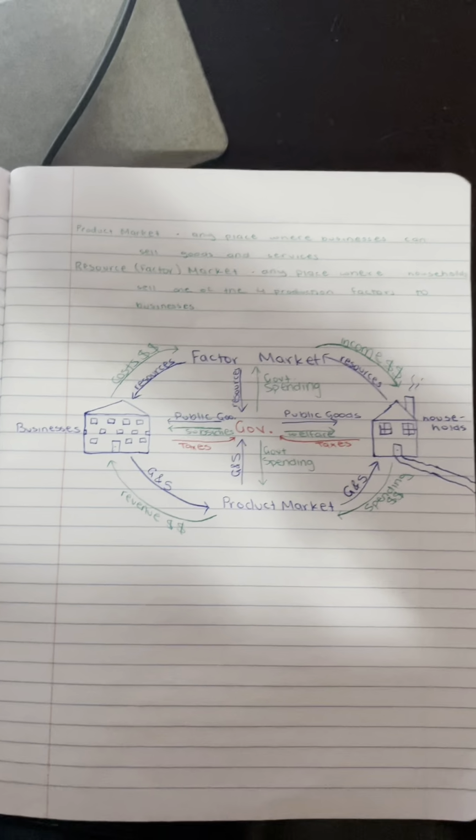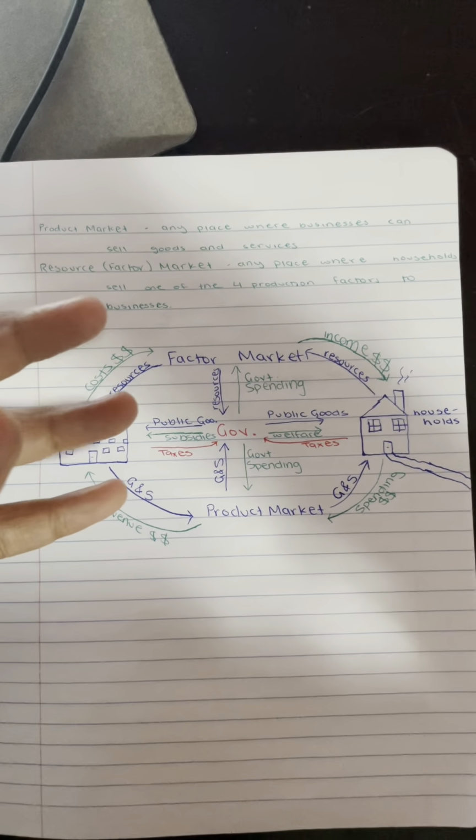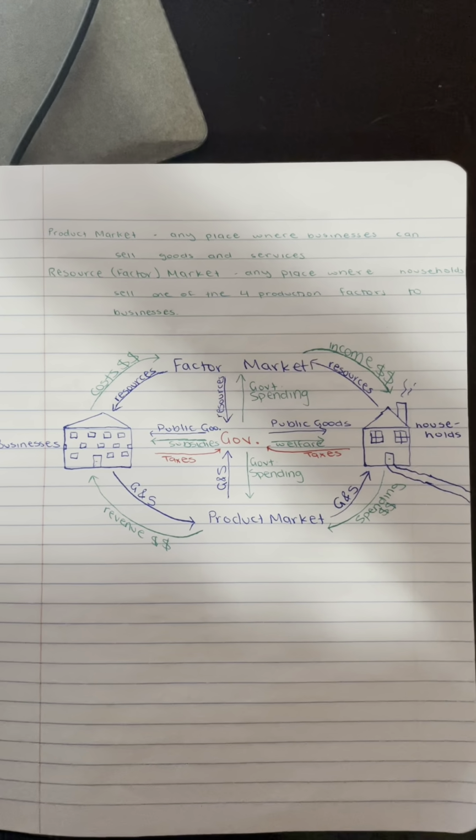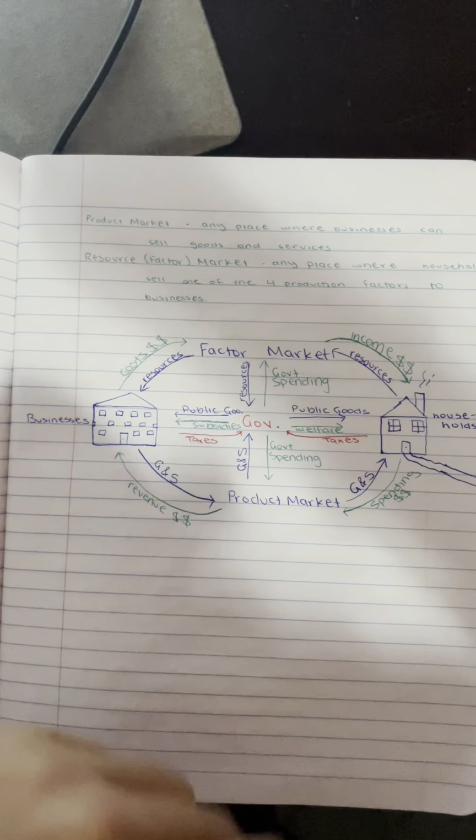And now taxes are the main way that the government can afford these subsidies, public goods, and welfare. And the households and businesses both pay taxes to the government.